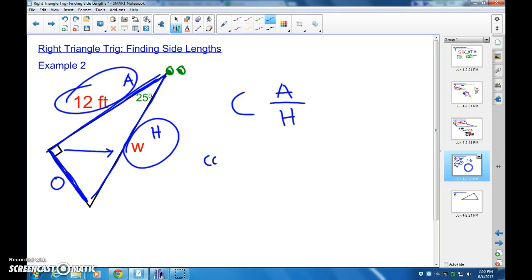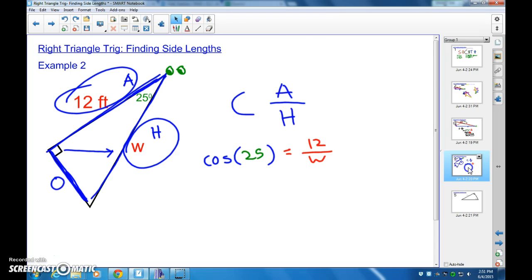So I'm going to do cosine of the angle. So cosine of 25 equals, order matters, a over h. So my a happens to be 12 and my h is w this time. A lot of times students think the variable, the unknown, always goes on top. Maybe they did 5 problems in a row in a textbook and it was always on top. That was just by chance. Don't assume the variable's on top. Make sure you know the order. In this case, cosine is a on top, h on bottom.